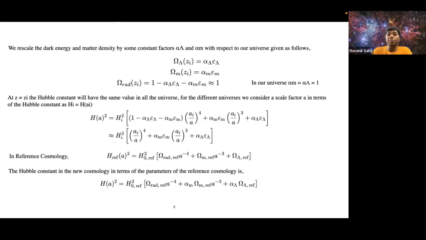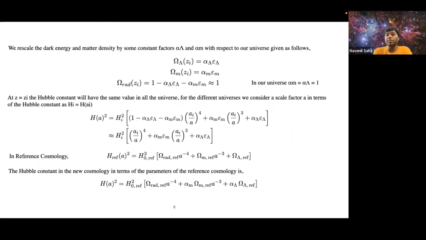The omega m is given similarly. The omega radiation is equal to 1 minus alpha lambda times epsilon lambda, and that is approximately equal to 1. Now, in our universe, for the standard cosmological case, the alpha m and alpha lambda parameters are taken to be 1. At the redshift z equals Zi, the Hubble constant will have the same value in all the universes.